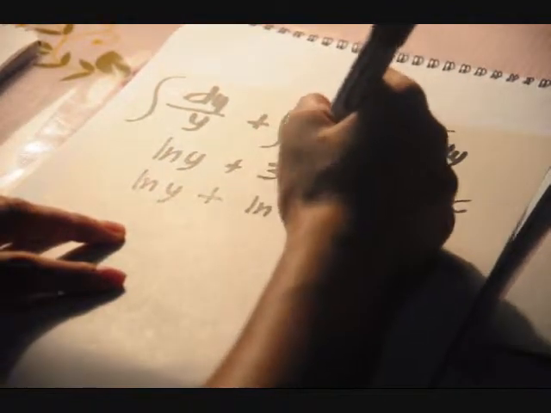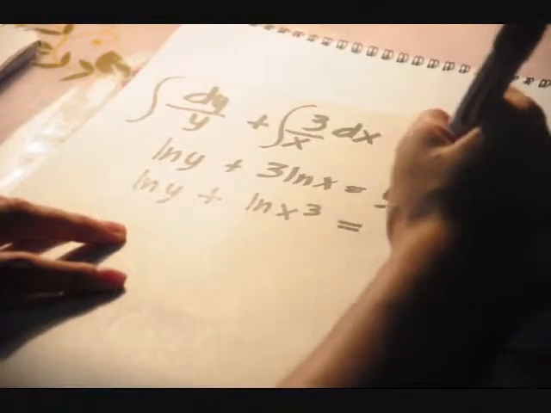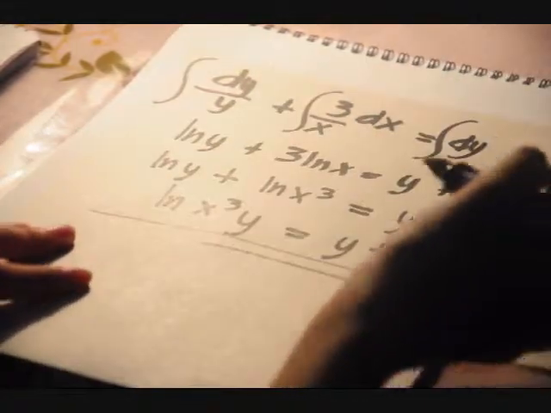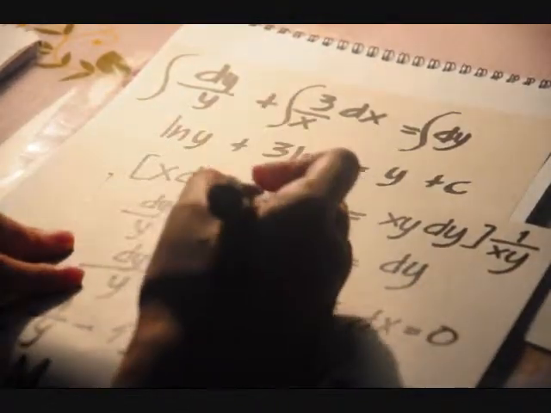Now simplify this: 3 ln x will become ln x cubed, and y plus c. You can simplify further. Now the final answer is ln of x cubed y is equal to y plus c. This is the general solution of our equation x dy plus 3y dx is equal to xy dy.